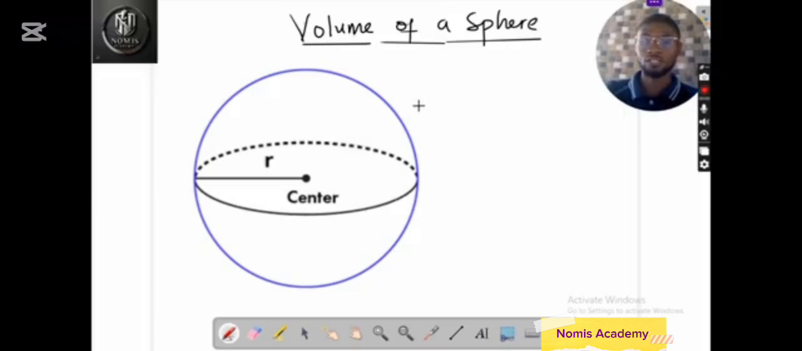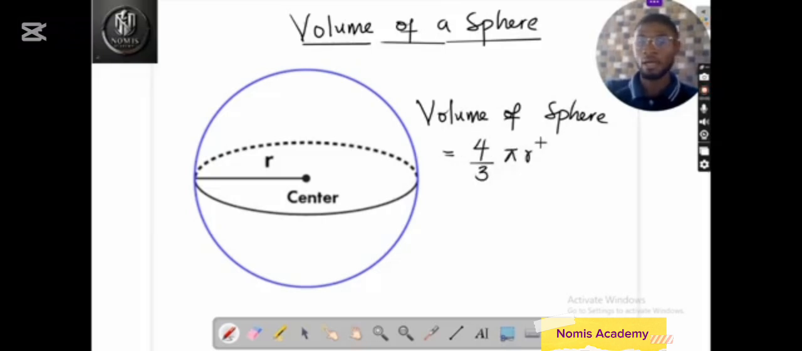The volume of a sphere is given by 4 over 3 pi r cube. So this is the formula to calculate volume of a sphere. 4 over 3 pi r cube.